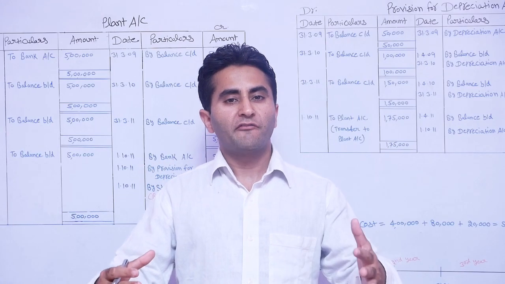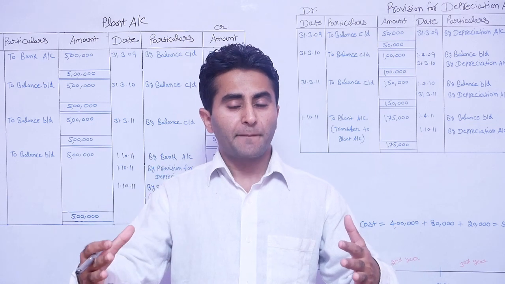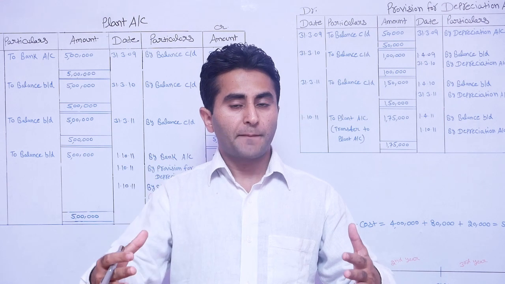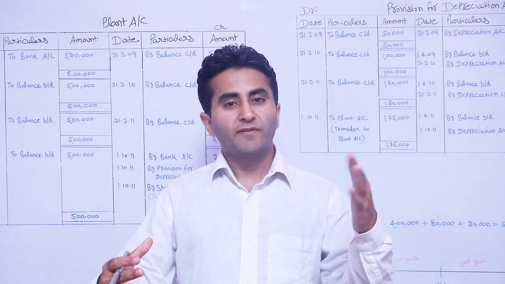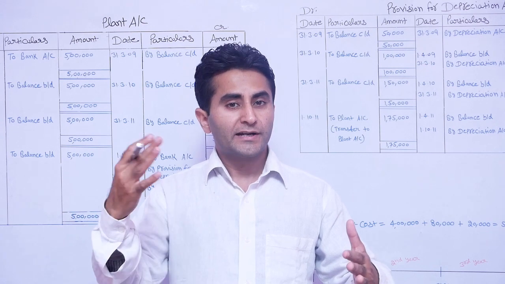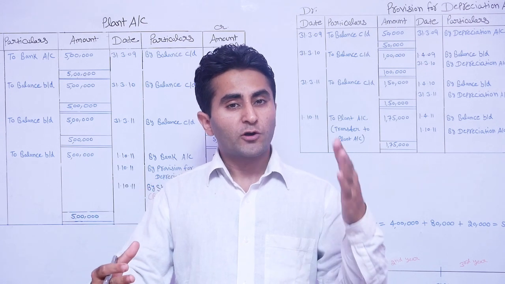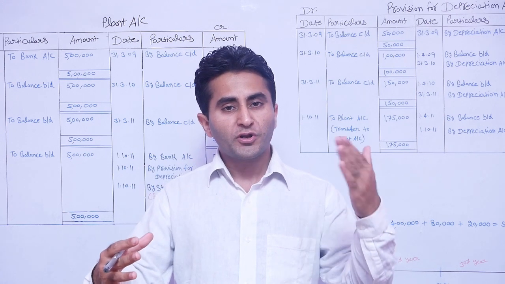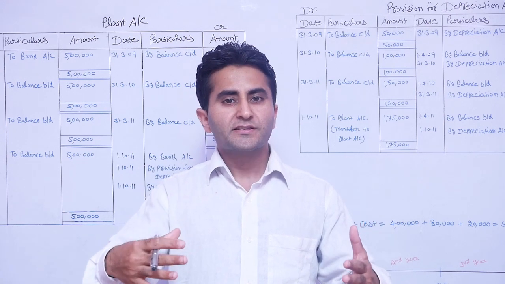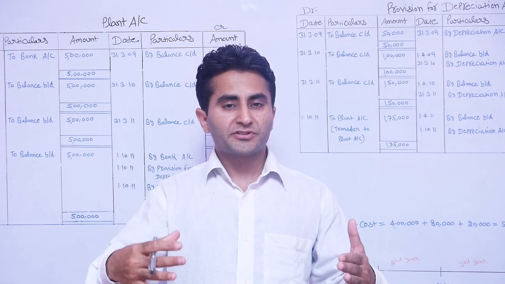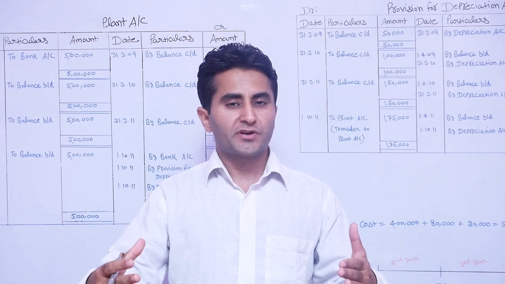Today we are covering methods of recording depreciation. Earlier we did methods of charging depreciation, that is the written down value method and the straight line method. Now we are discussing methods of recording depreciation. There are two methods for recording depreciation. First is depreciation charged to assets account. Next is depreciation charged to provision for depreciation account.